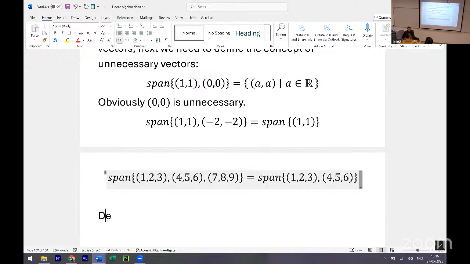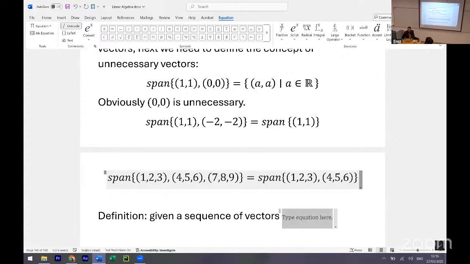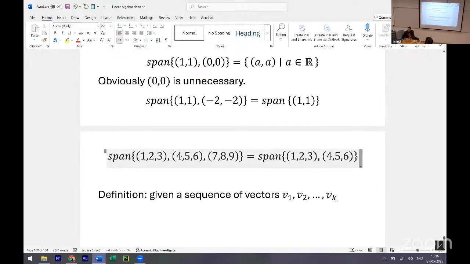Okay, so definition. Given a sequence of vectors within a vector space, v1, v2, up to vk, we say that the sequence is linear dependent.